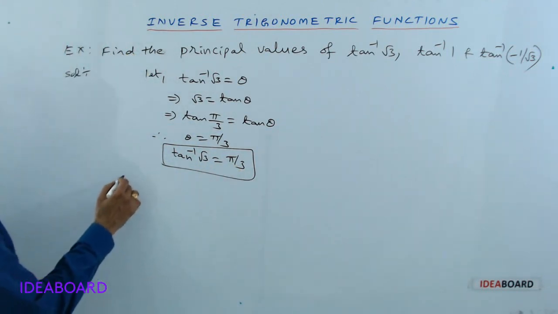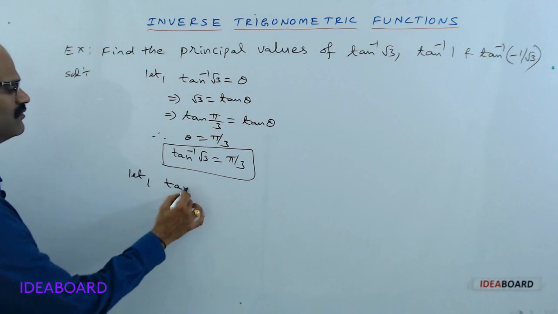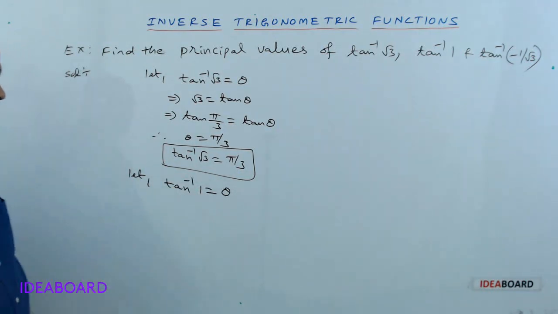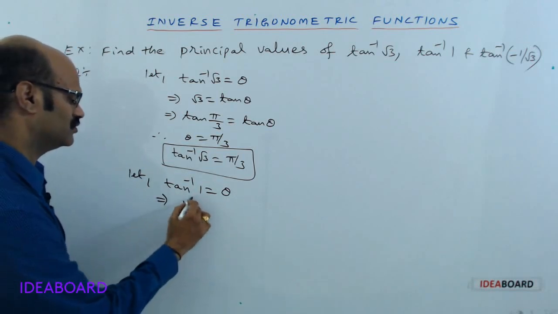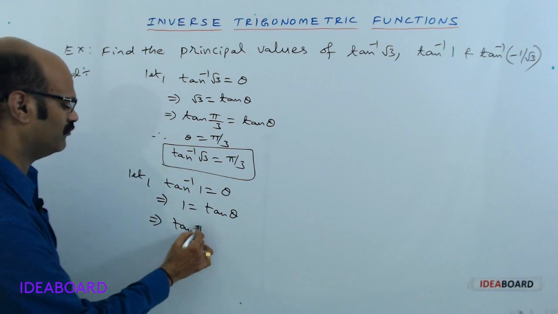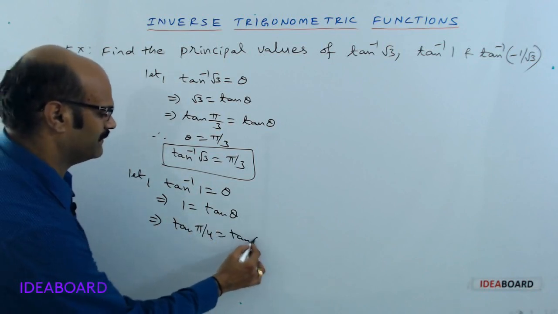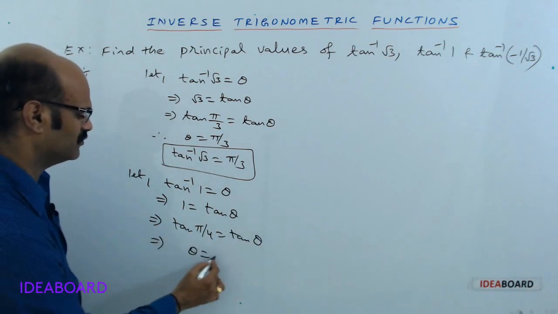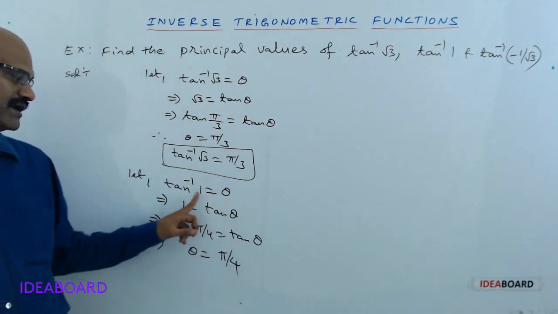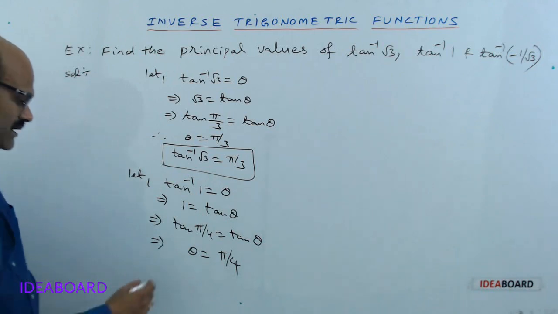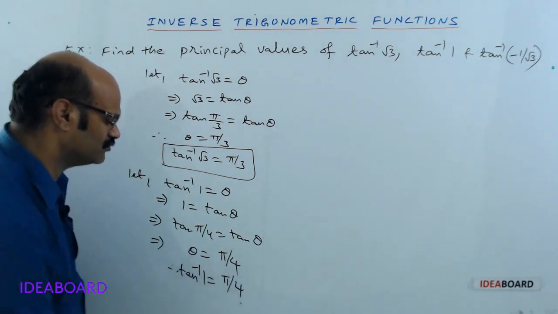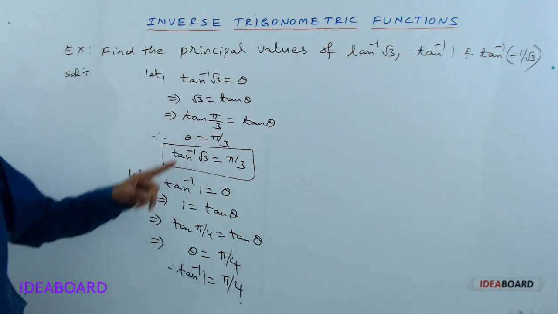Now, next one we have, let tan inverse of 1 equal to theta. It implies we have 1 equal to tan theta. It implies we have tan pi by 4 equal to tan theta. So theta equal to pi by 4. But here theta equal to tan inverse of 1. Therefore, tan inverse of 1 equal to pi by 4.